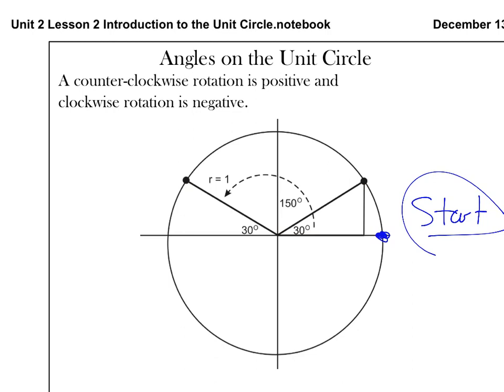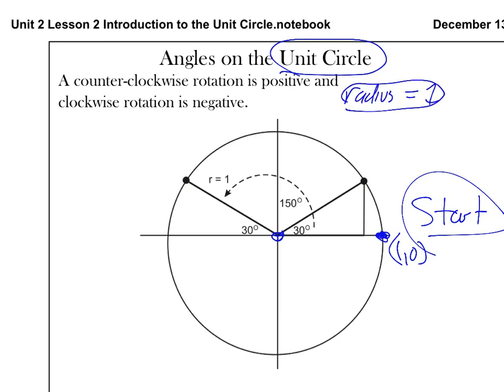And this would be considered 1, 0. All right, so this is 0, 0. Unit circle literally means that my radius is always going to equal 1 all the way around. All right, so we're going to start here. A counterclockwise rotation, so going this way, is going to be a positive rotation.